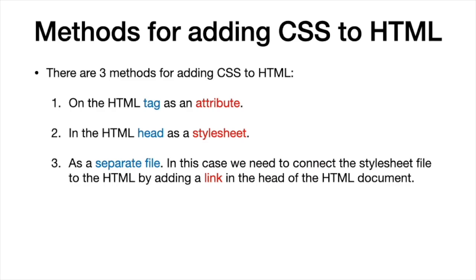So how can we add CSS to our HTML? There are three methods for adding CSS to HTML. The first method is to add the CSS on the HTML tag as an attribute. The second method is to add the CSS in the HTML head as a style sheet. The third method is to add the CSS as a separate file. In this case, we need to connect the style sheet file to the HTML by adding a link in the head of the HTML document.